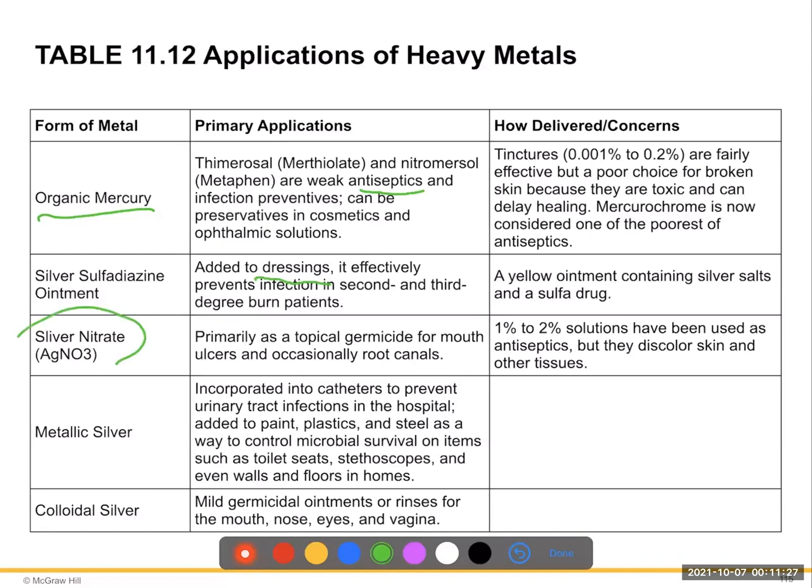Silver nitrate, topical germicide for mouth ulcers. Okay, it kills the herpetic lesion. It kills the canker sores. And occasionally put it inside root canals to kill tissues down deep inside the tooth. Metallic silver is in catheters to prevent urinary tract infections in hospitals. That's added to paint, plastic, steel, way to control microbials. Okay, survival items like toilet seats, stethoscopes, and walls and floors in the home. Colloidal silver, okay, it's mild germicide, ointment for rinses for the mouth, nose, eyes, and vagina.